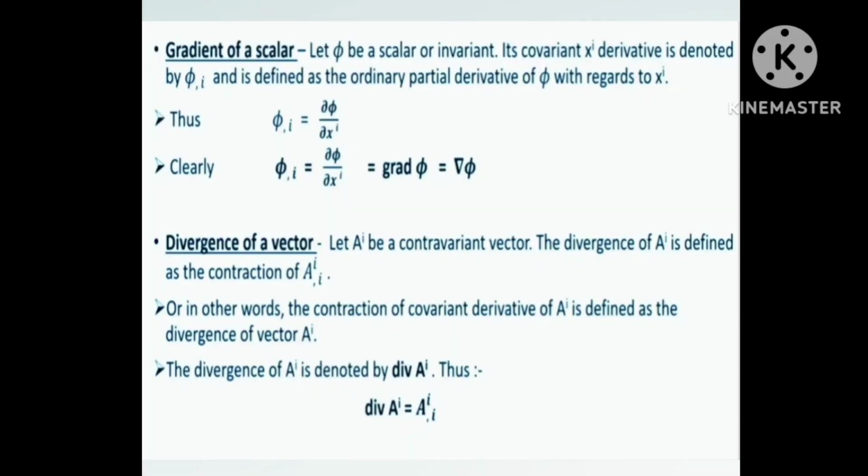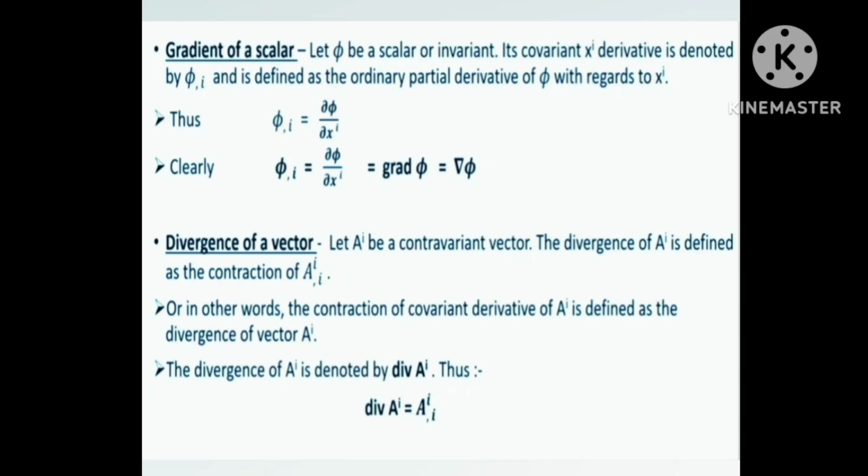Now, gradient of a scalar. Let phi be a scalar invariant. Its covariant derivative with respect to x to the power I is denoted by phi_I and is defined as the ordinary partial derivative of phi with regard to x to the power I. Thus phi_I is equal to del phi upon del x^I. Clearly phi_I is equal to del phi upon del x^I, which is equal to grad phi.